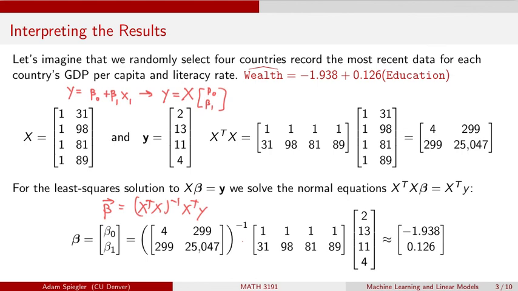Ultimately, what we'd like to do with this model is interpret this relationship. For example, I can see that this coefficient is positive. The slope is a positive value. This is telling me that as the literacy rate goes up, I should expect the wealth, the GDP per capita of the country, on average to go up as well. We'll take a look on the next slide at how we can make use of these models to make predictions and interpret what these coefficients are telling us.